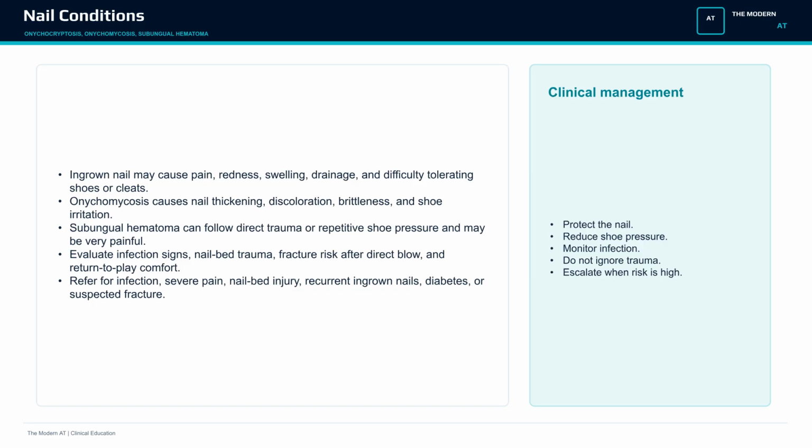Ask whether the athlete can wear sport footwear comfortably and whether symptoms are worsening. Management may include protection, reducing shoe pressure, hygiene, and monitoring. Refer for infection, severe pain, nail bed injury, recurrent ingrown nails, diabetes-related risk, or suspected fracture.